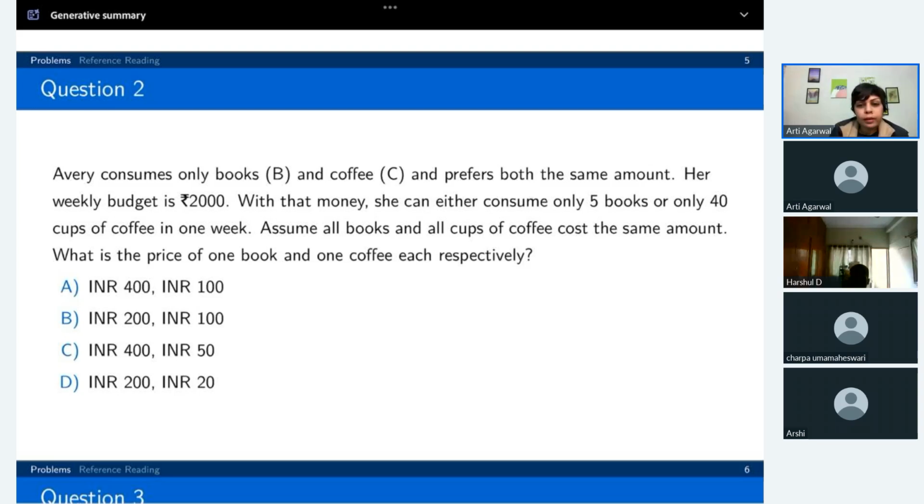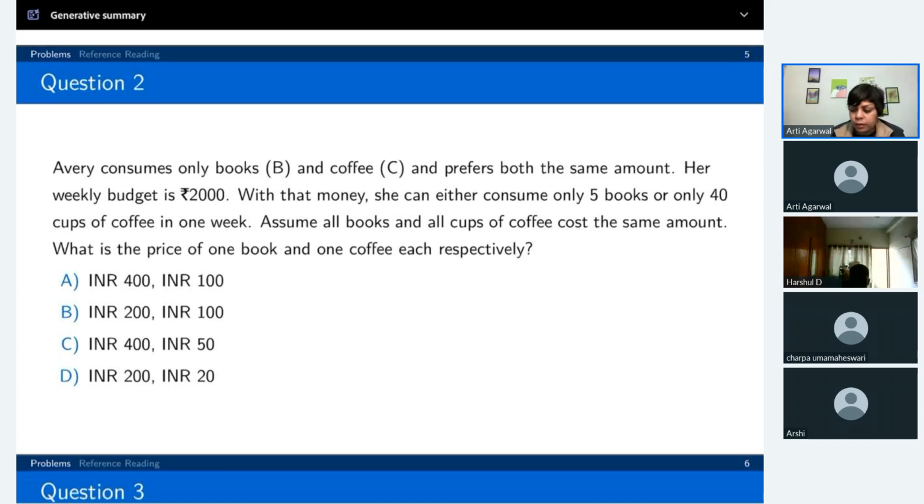So you're given that if she's consuming only 5 books, like the budget is 2,000. So if she's consuming only 5 books, means she's using up her entire budget just for books. So that means the price of 1 book is 2,000 by 5, which is 400. Similarly, if she's consuming only coffee, then we know that with that entire budget of 2,000 rupees, she's buying 40 cups of coffee. So 1 coffee is 2,000 by 40, which is 50. So C is the correct answer. This is the easy part.